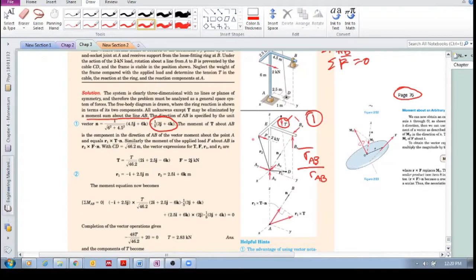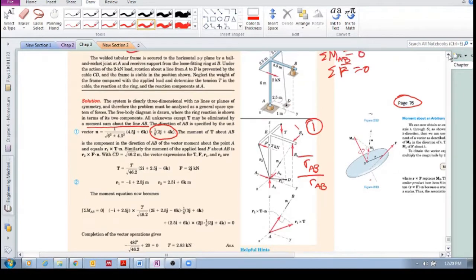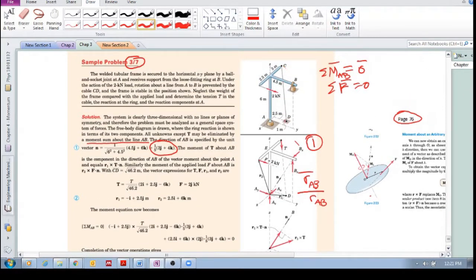Then the next step, which I'm not going to go through in detail, is we now calculate T, but we first need to convert that T into vector form. So how do we do that? Well, remember, we need to multiply T, this is just a magnitude there, by a unit vector from that point to that point, from C to D. So calculate unit vector CD.